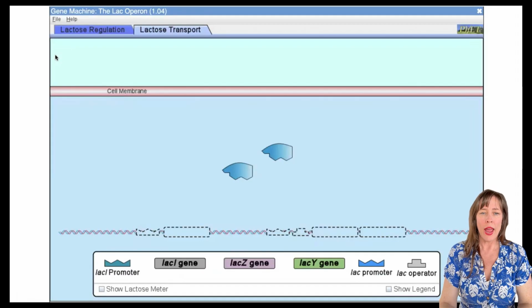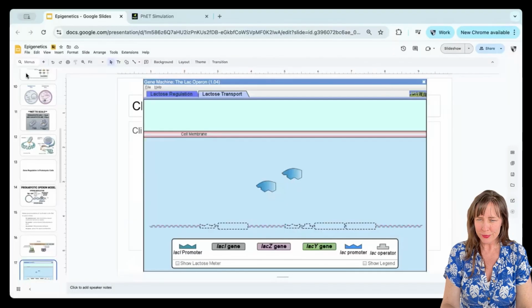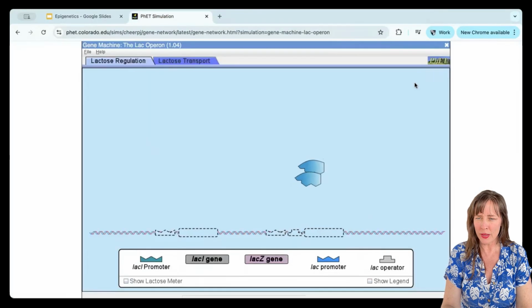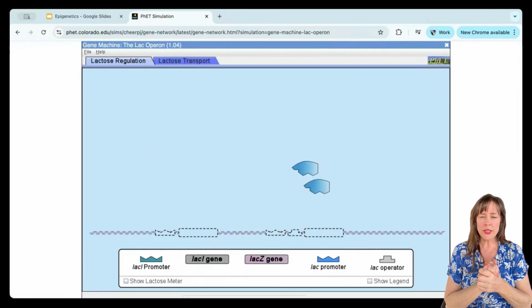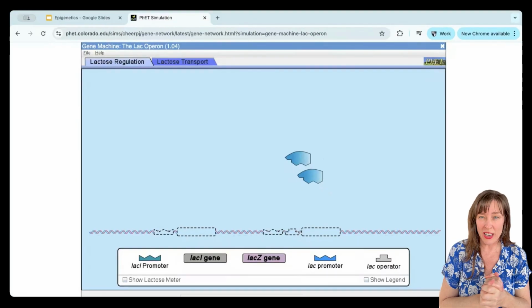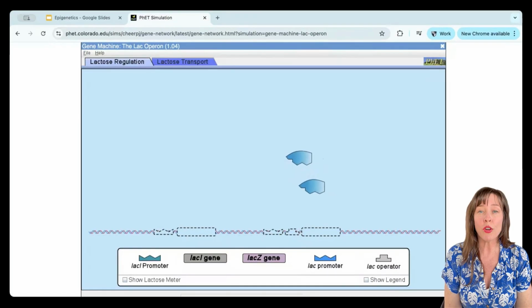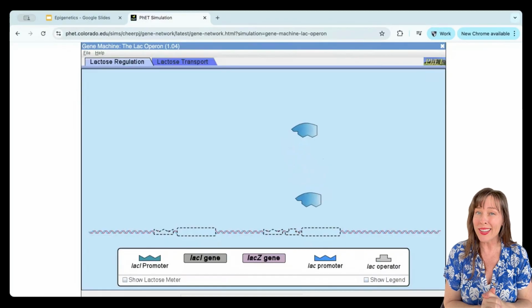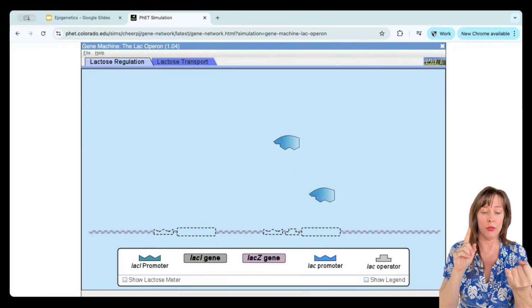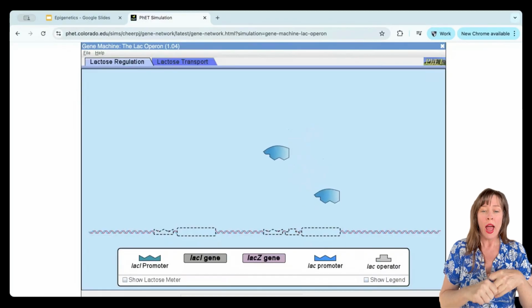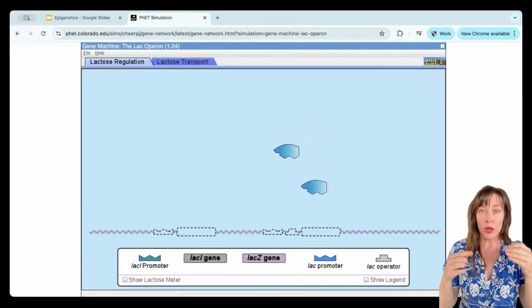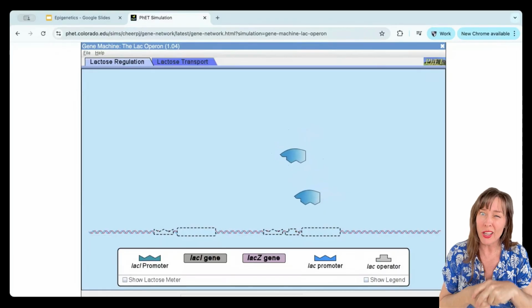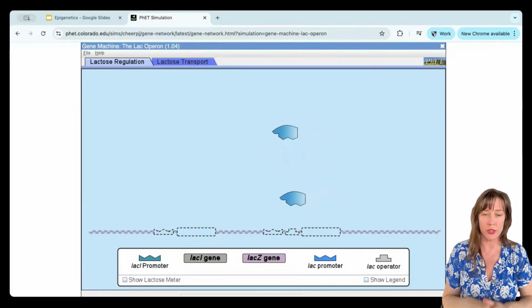This is a simulation on something called PhET. If you go to University of Colorado, PhET simulations, there are a number of really highly accurate simulations on physics, chemistry, and biology. I want to take you through what the operon looks like on this website, and I'll link that in the bio so you can use it yourself.